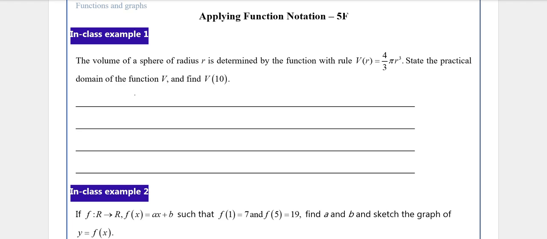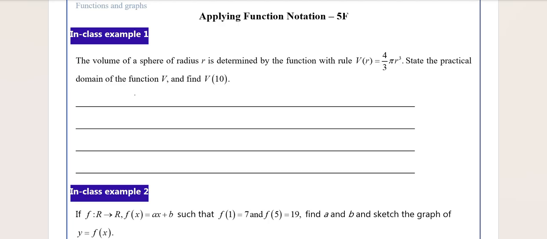Alright, hi again guys. So what we're going to be working on for the next lesson is called Applying Function Notation. This lesson is probably not going to be anything particularly new. It's going to look a lot like the things we've done already, just in a few different ways. So there's going to be a couple of examples just to show the sorts of questions that you're going to see this lesson.